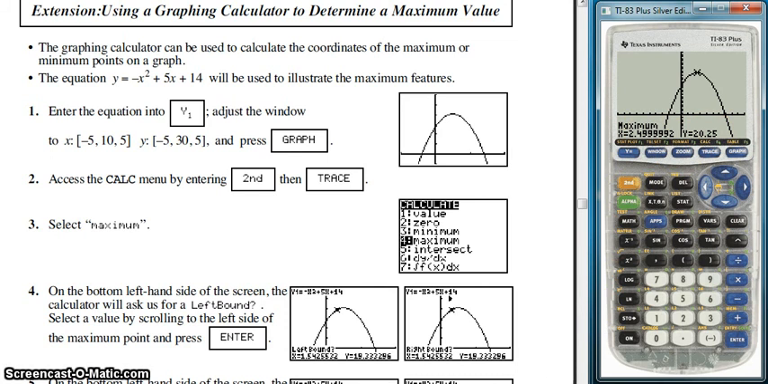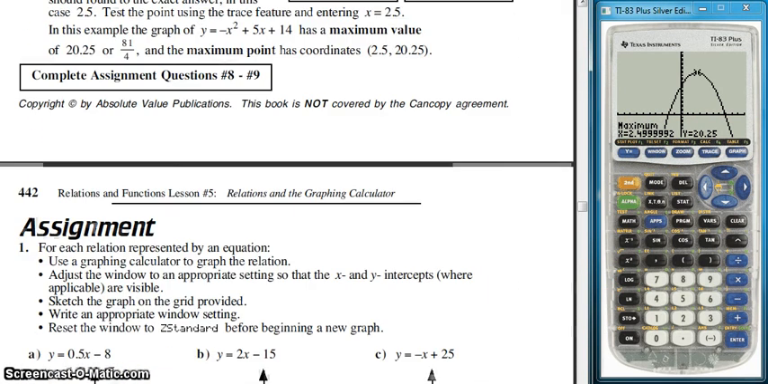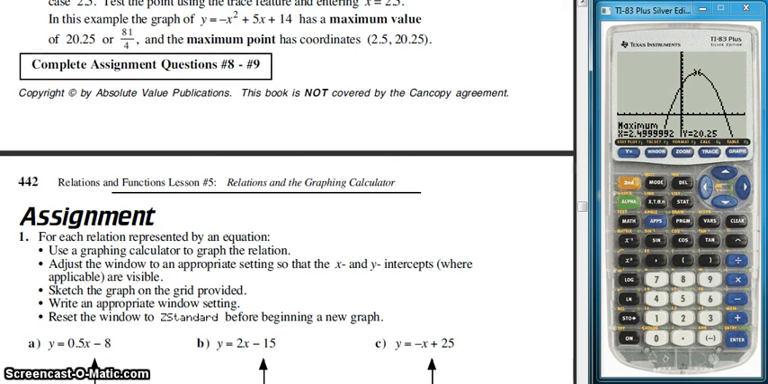That's your maximum coordinate. Okay, so that's the end of this chapter. Make sure you go through the whole section step by step.